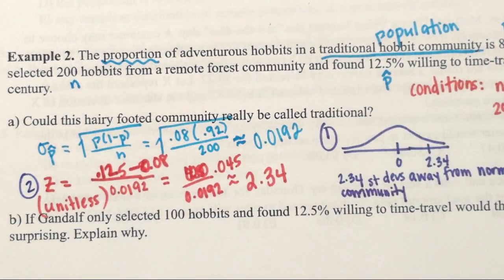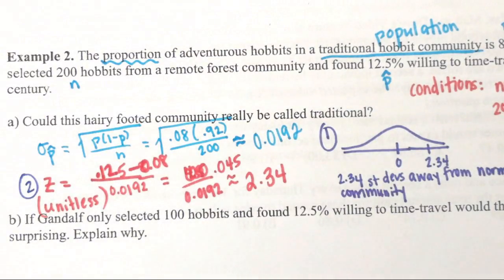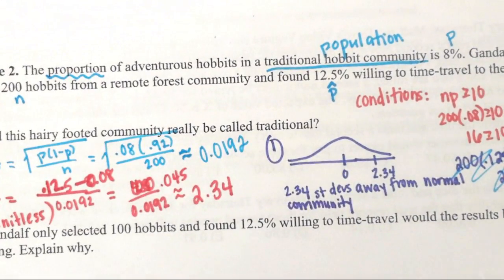Are you saying normal community or traditional community? It should be traditional. I don't know why I said normal. I guess because it's normalized, that's why I said normal. If you want to change that to traditional, you can. That would make perfect sense. Duh. Read the problem. You're so smart.